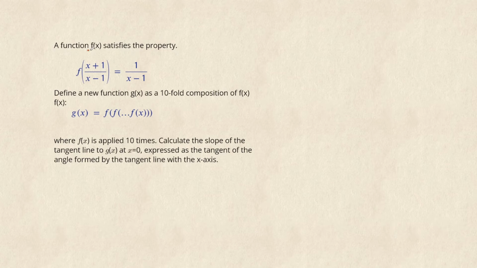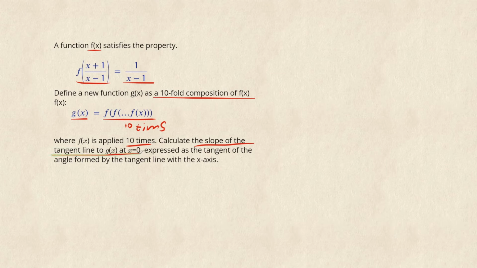A function f of x satisfies the property. Define a new function g of x as a tenfold composition of f of x, where f of x is applied 10 times. Calculate the slope of the tangent line to g of x at x equals 0. Express as the tangent of the angle formed by the tangent line with the x-axis.